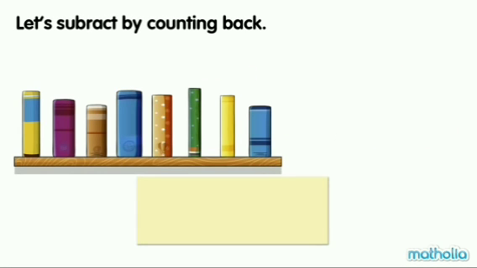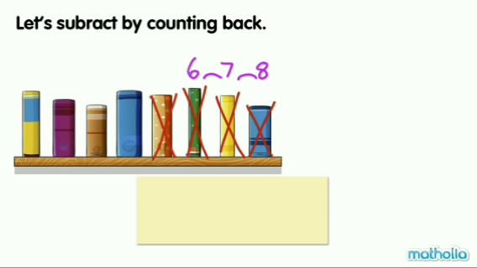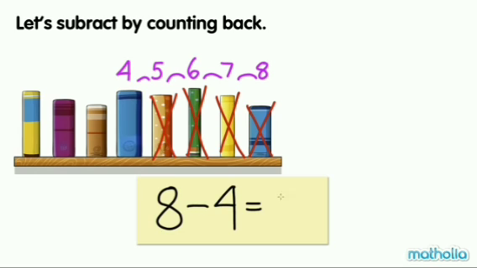There are 8 books on the bookshelf. I cross out 4 books. 1, 2, 3, 4. How many books are left? Let's subtract by counting back. 8, 7, 6, 5, 4. 4 books are left. 8 minus 4 equals 4.